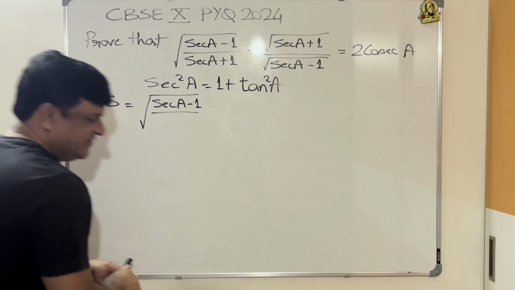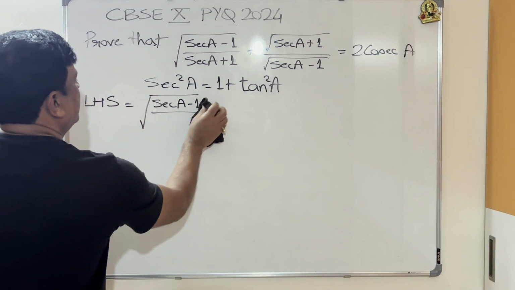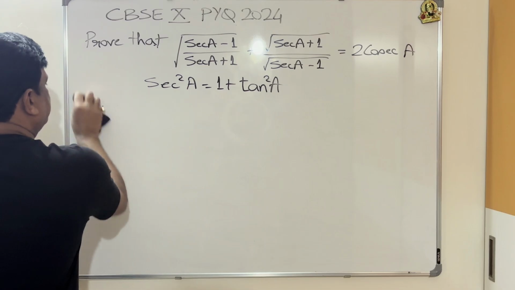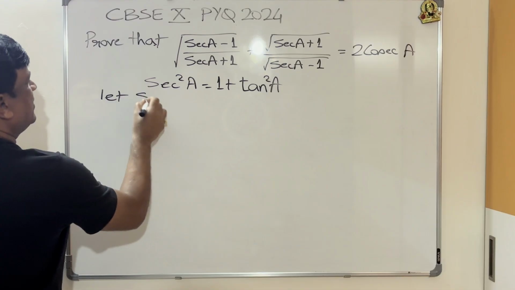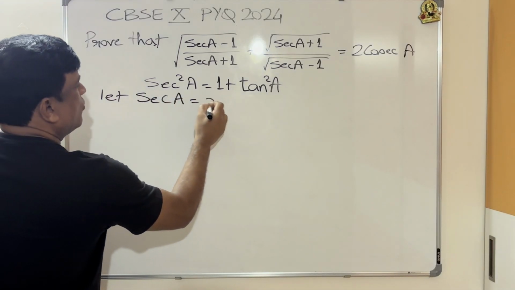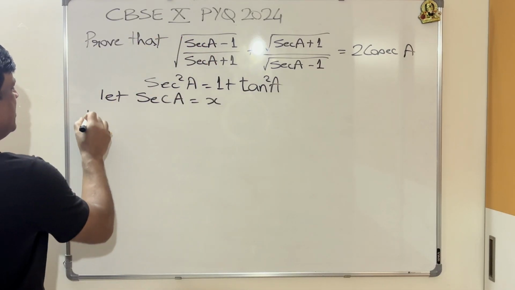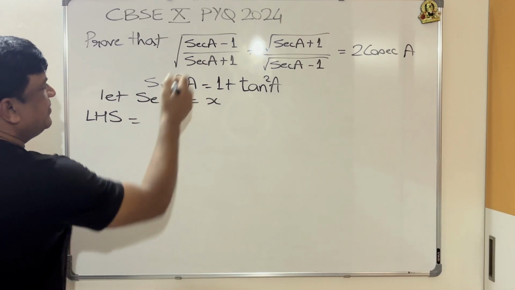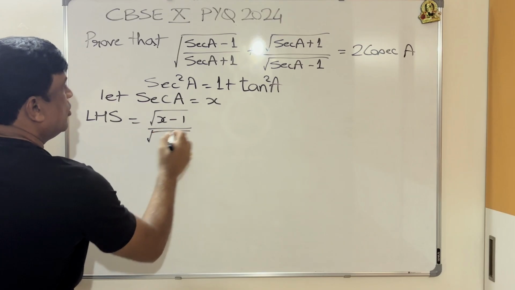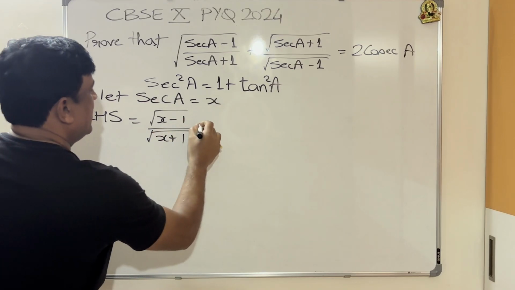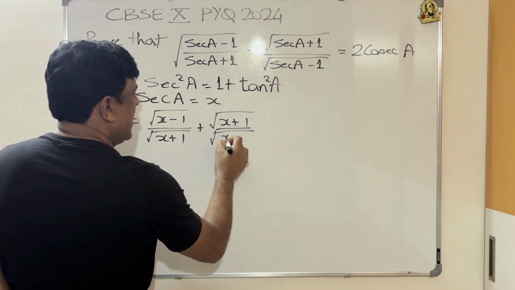And so instead of writing the entire problem, to make it much simpler, let sec a be equal to x. My life will become much easier to solve this one. So what do I have? Then LHS becomes root over x minus 1 by root over x plus 1. And similarly, this is root x plus 1 by root over x minus 1.